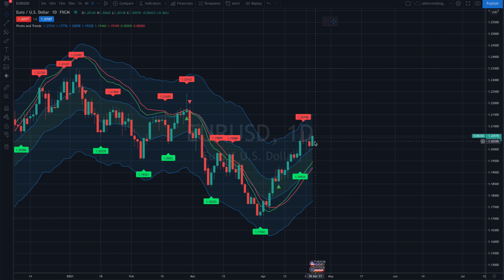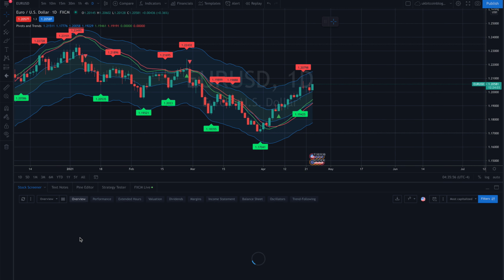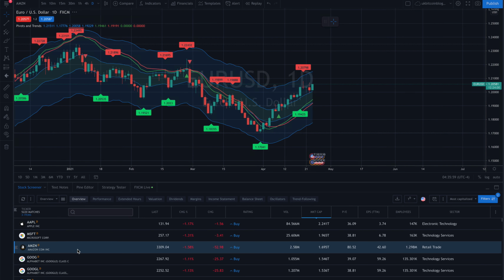So I am actually in a short on euro dollar, but that was before I did this indicator. I'd be looking for MACD to cross back down again really before entering it, and it hasn't yet. Not sure it will. Depends on how this afternoon goes really. But let's pick some other ones. I'm just going to pick some random ones that I've not looked at with a screener.